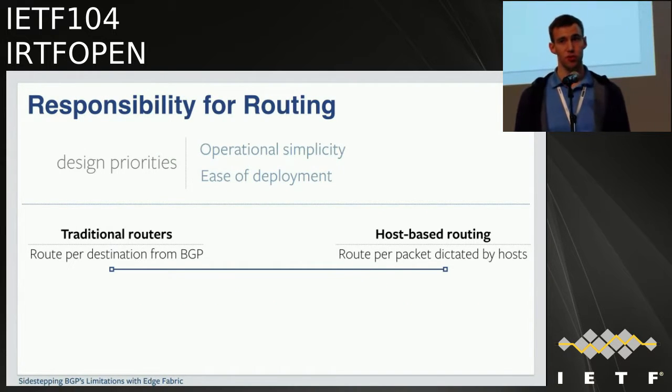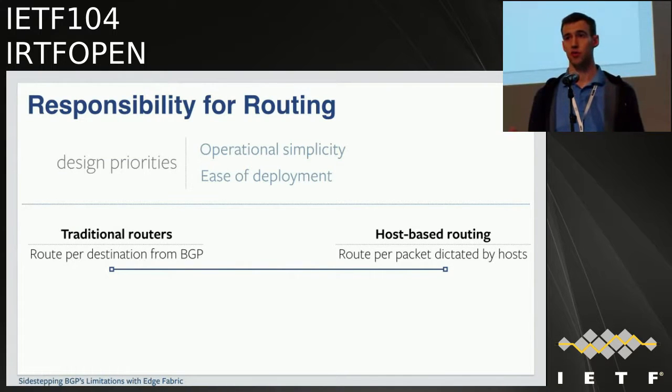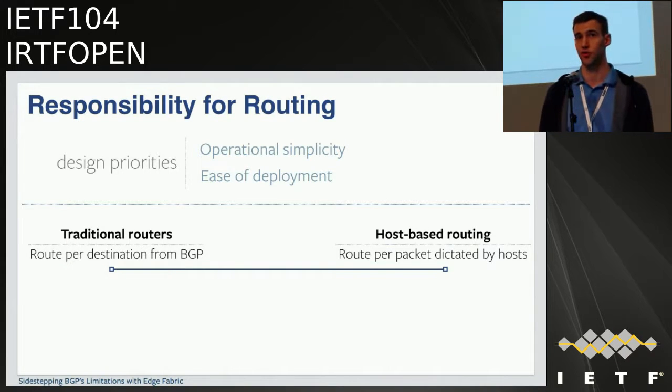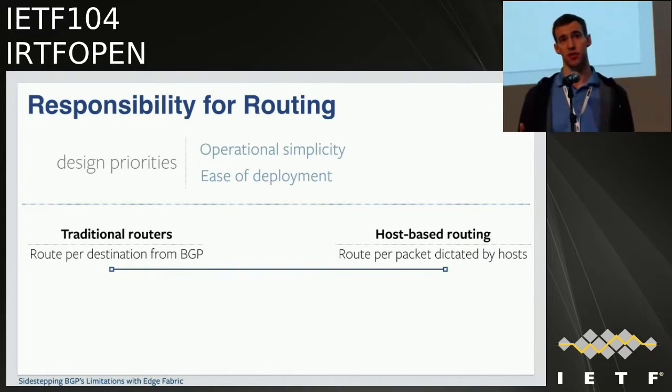In general, there's 2 key extremes in terms of how you can do routing on a network. On the left-hand side here, there's what most network operators do today, which is traditional routing. I have my routers at the edge of my network configure routes on a per destination basis based on what they've learned from BGP. On the right-hand side, I have another extreme, which is host-based routing. That's where each host makes a decision on what the route of that packet is going to be, and then uses some signaling method, such as MPLS or GRE, to signal to the routers at the edge of the network how to handle that packet.